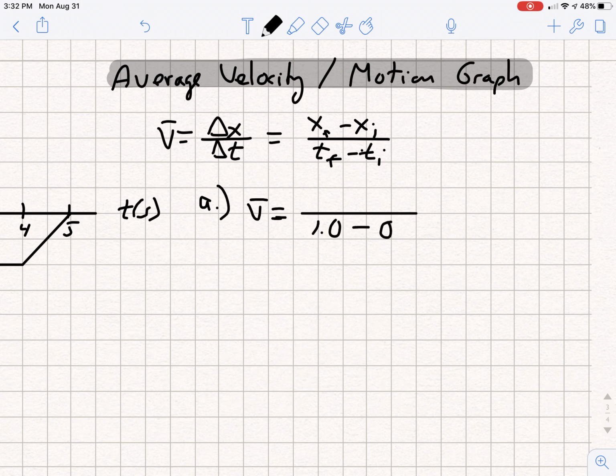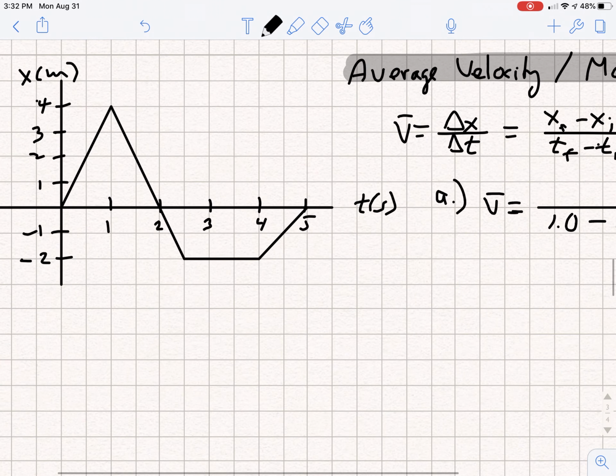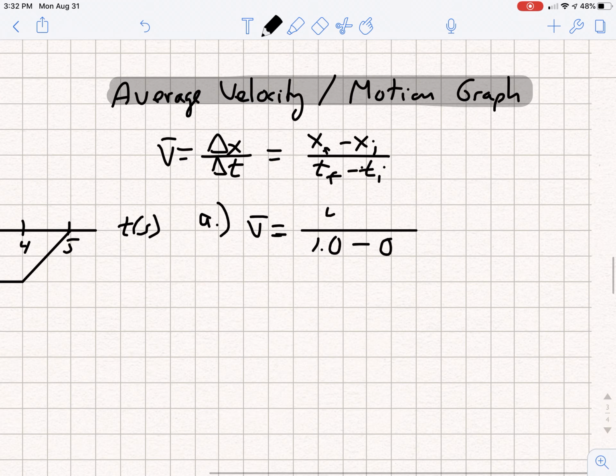And then I would go up to the graph, and at 1 second, we can see we go up to a position of 4 meters. So 1 second corresponds to 4 meters, minus 0 seconds corresponds to 0 meters, which is 4 meters per second.